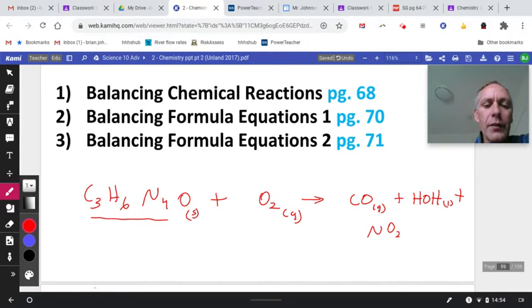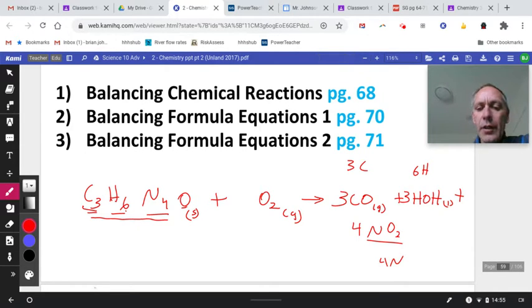This guy. So let's balance the atoms. 3 carbon, 6 hydrogen. Okay, HOH, 2 hydrogen in there. I put a 3 in front and I get 6 hydrogen. So I've got 3 carbon, 6 hydrogen, 3 carbon, 6 hydrogen, 4 nitrogen. Here's my nitrogen, 4 nitrogen. And 1 oxygen. Okay, oxygen is everywhere. Here, here, here, here. So we leave the element until last. Balance everything else if we can.